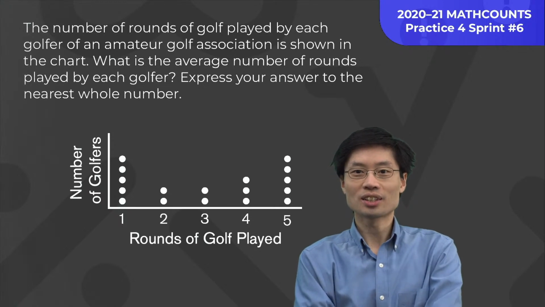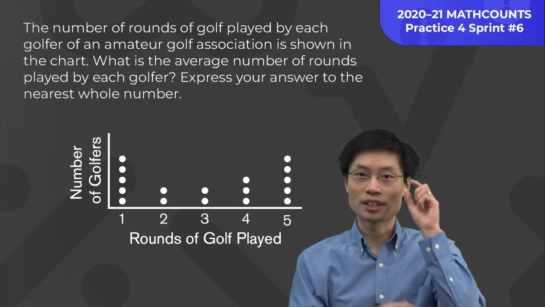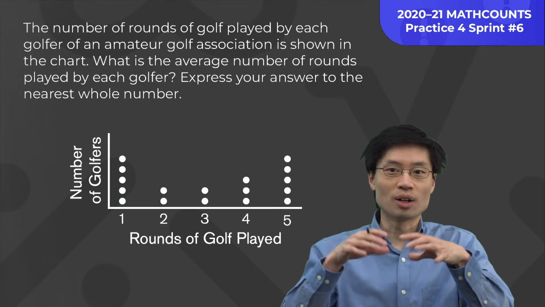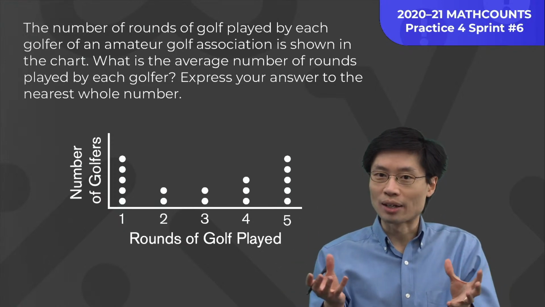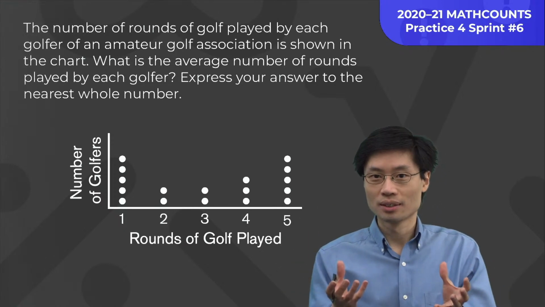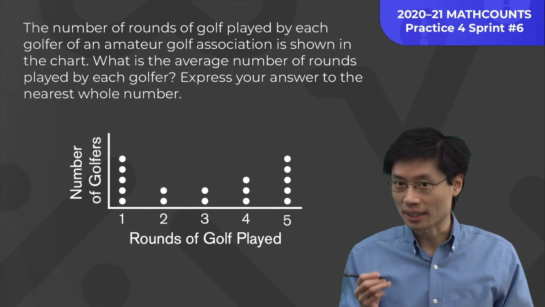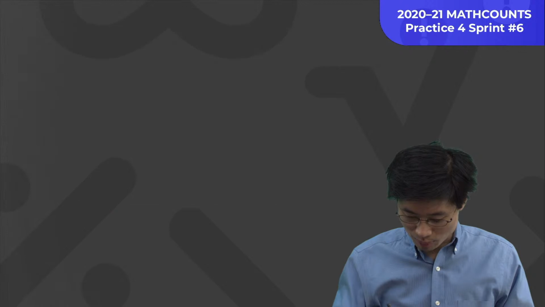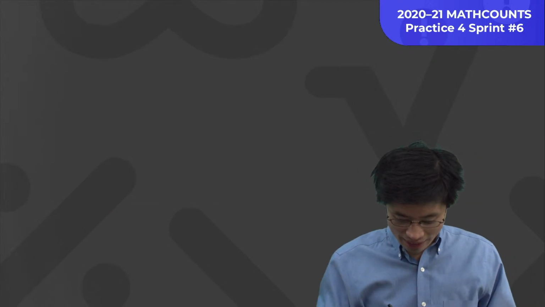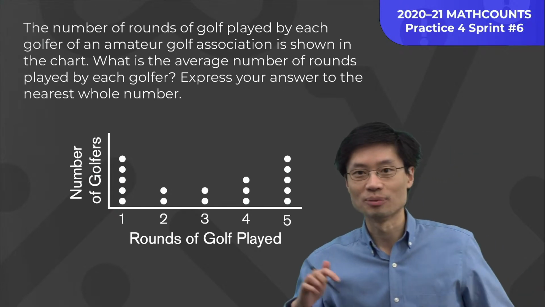I see. Oh, this is a neat question. So I need to figure out the sum of all of the number of rounds played by anyone divided by how many golfers there are. Let me see if the next slide has more space and also the same picture. It doesn't. So in that case, I'm going to go back to this and I'll do it all right here.